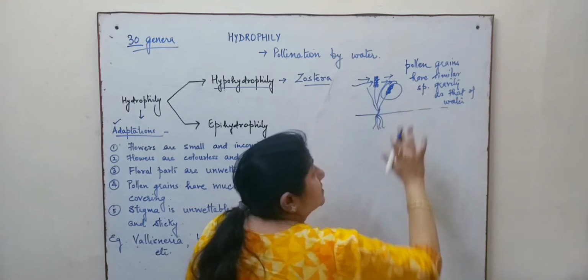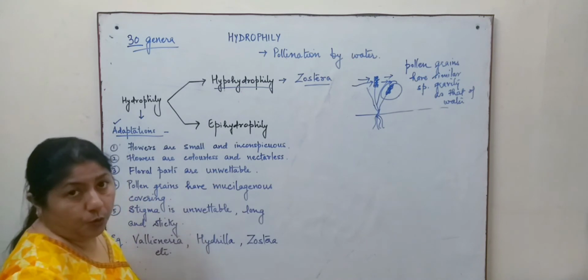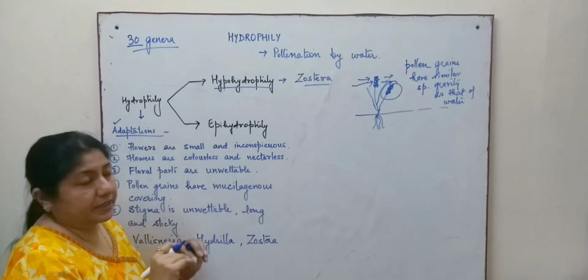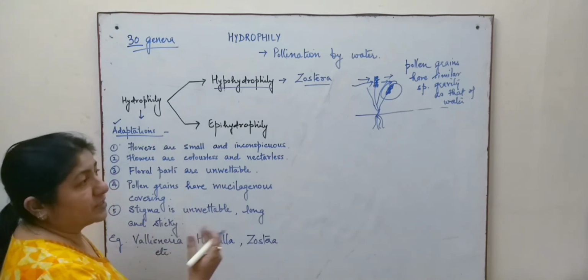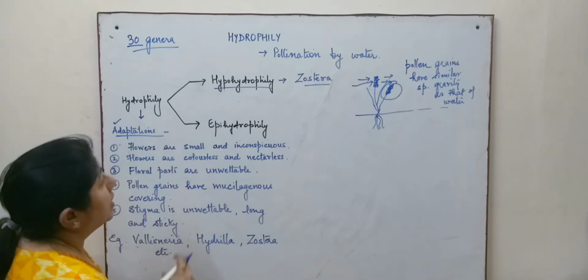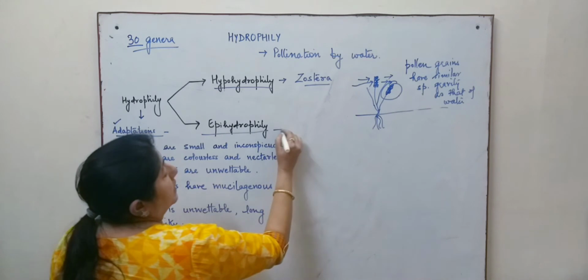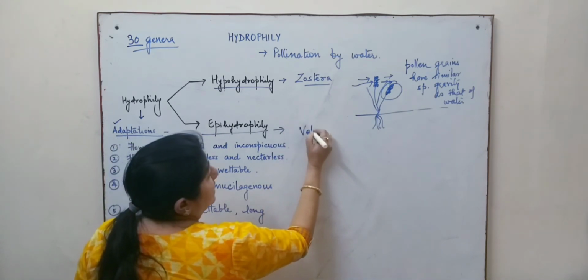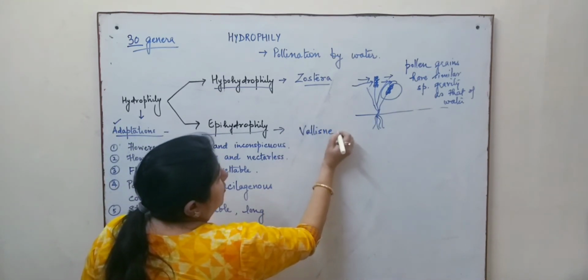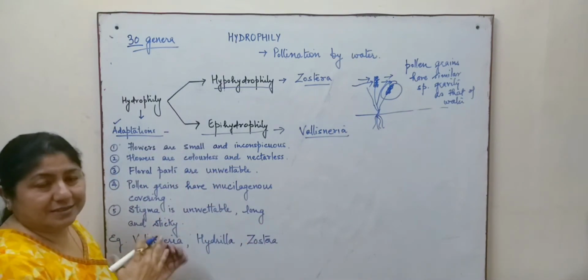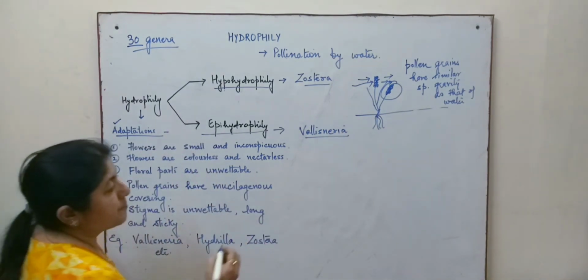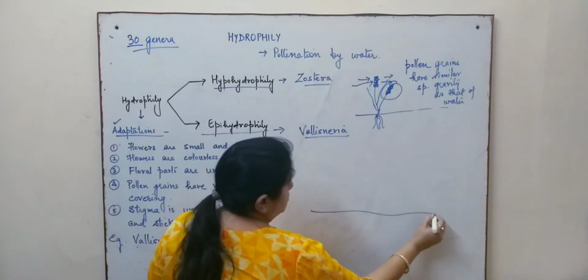This enables them to flow along with the water current and come in contact with the female flower so as to bring about pollination. Coming to epihydrophily, we take Vallisneria as an example. Vallisneria is a dioecious plant, that is, the male and the female are separate. It is also a submerged plant.